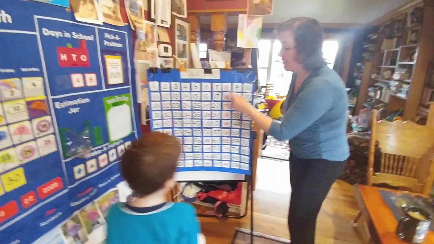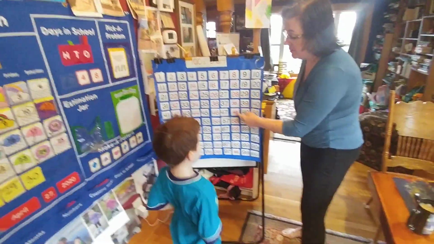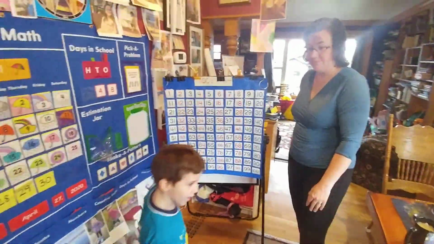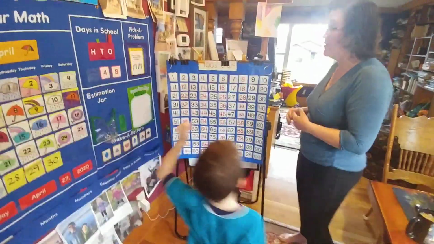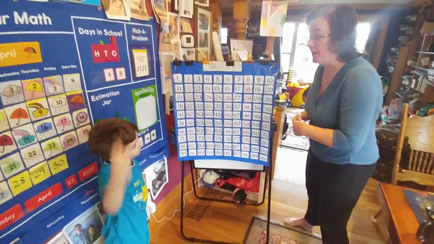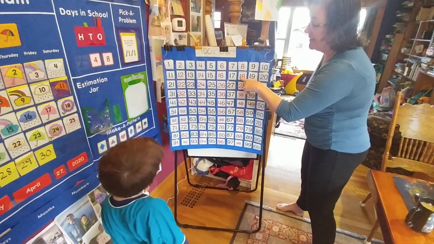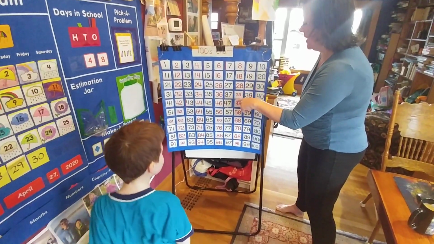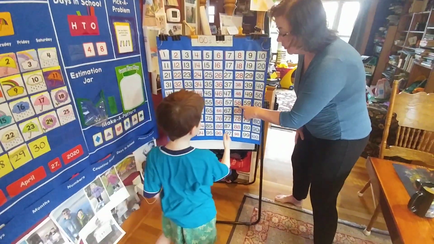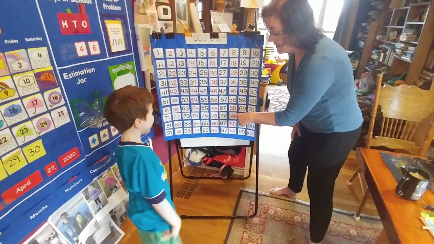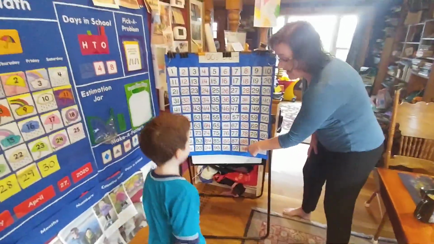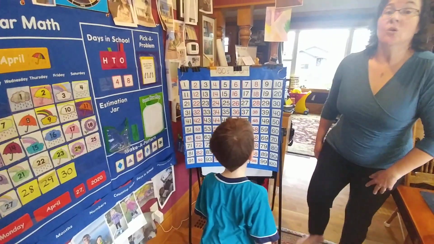Last one, counting by tens, starting at 8. What are we going to do with our body? Wavy man. Let's practice it first. You ready to practice? 8, 18, 28, 38, 48. Or we could keep going. 58, 68, 78, 88, 98. All right.